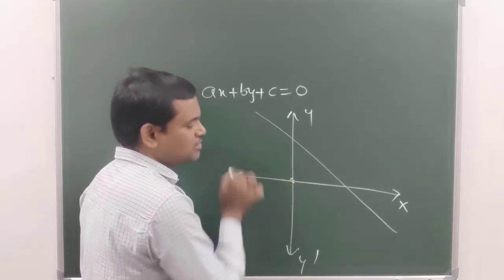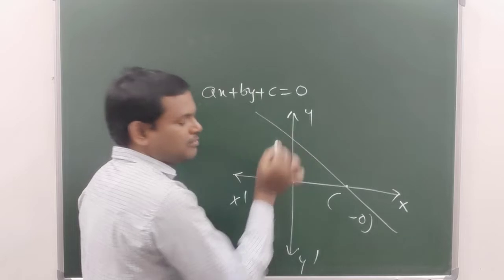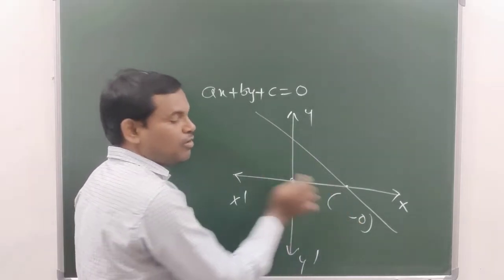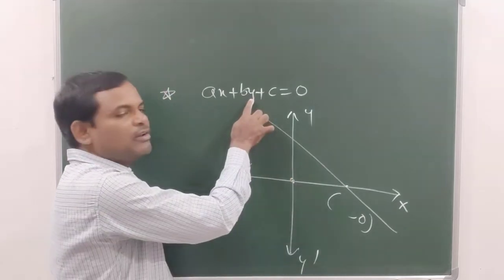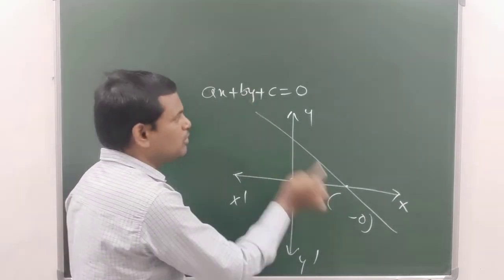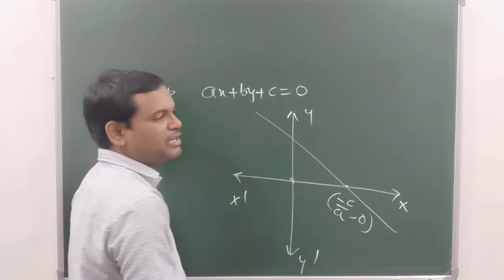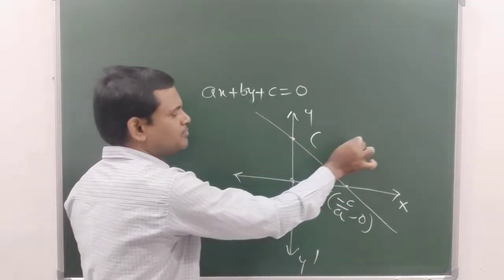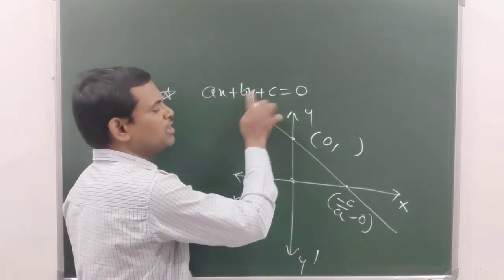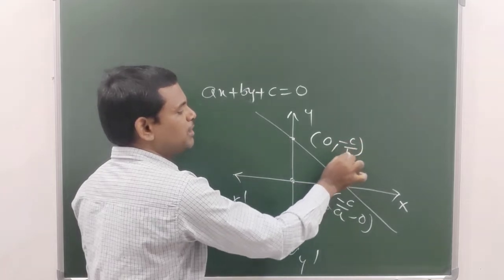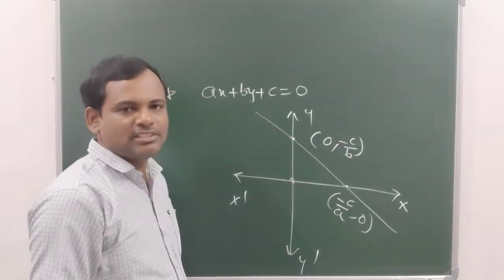This is the origin. Now let us say here the y coordinate is 0. Why do we take the y coordinate 0? Put the y value 0. When you put y value 0, the respective x coordinate becomes minus c by a. Now come here, put x value 0. When you put x value 0, the respective y becomes minus c by b. Now we have identified 2 points on this line.